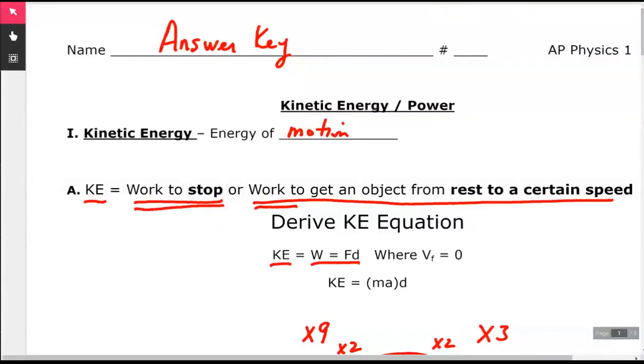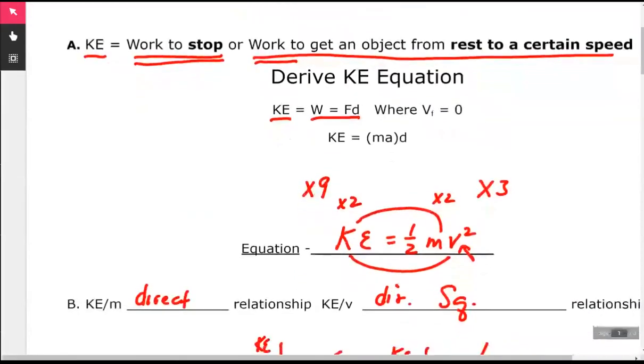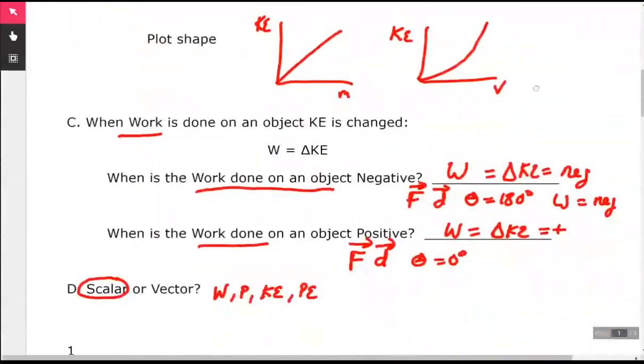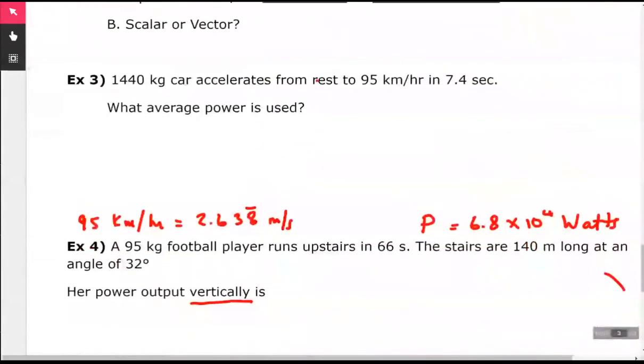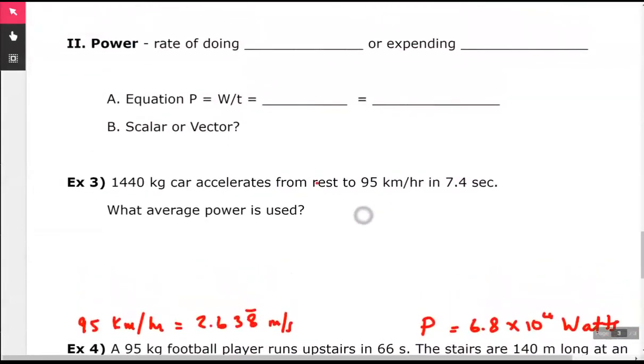This is my last video on this worksheet. It's on power. So let's go to the bottom. It's the last page, and here it is.